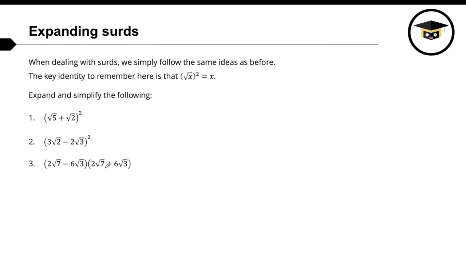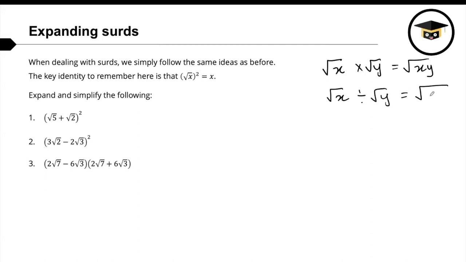So now moving on to the topic of expanding surds. So when dealing with surds, we simply follow the same idea as what we did previously, right? So it's really important to understand that when we're squaring a square root, it just becomes the number inside. And really, we need to also remember our surd laws. So root x times root y is equal to root xy. We should remember that. And we should also remember that root x divided by root y is equal to root x over y. Although this second law isn't too important for these questions that we're going to be doing now.